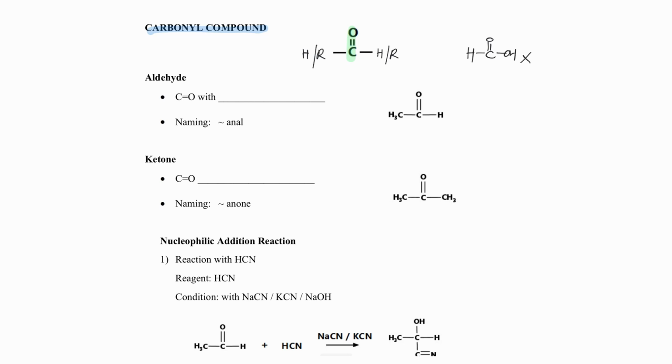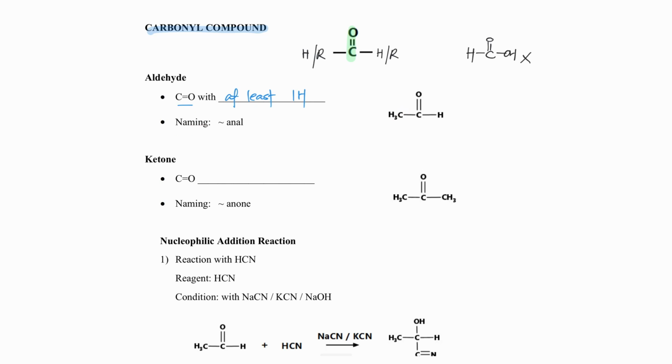So we have aldehyde and ketone under carbonyl compound. So what's the difference? We could actually see that an aldehyde is the C double bond O with at least one H bonded to it. So for example, we have here C double bond O bonded to one H, and the other side could be H or R, like here we have CH3.